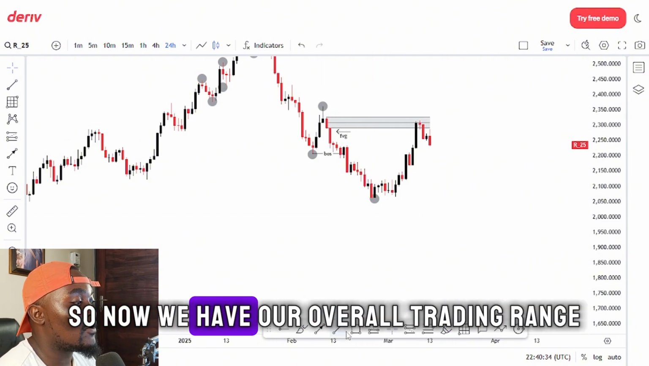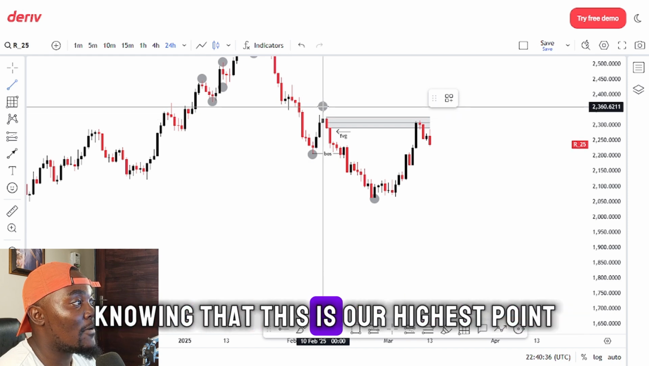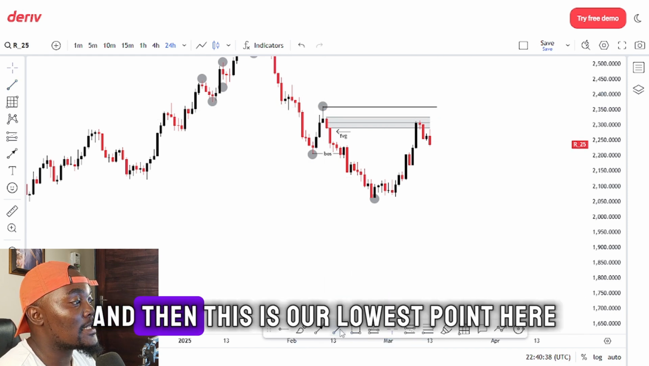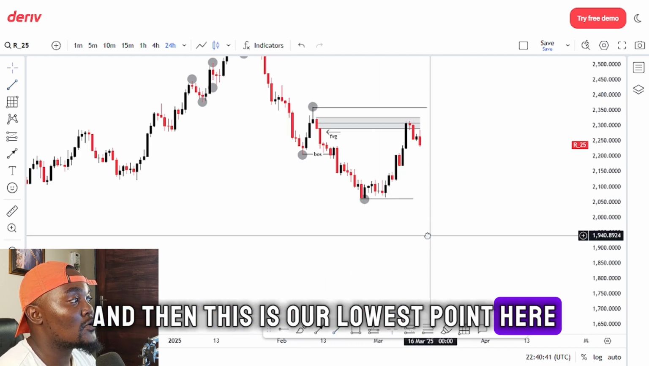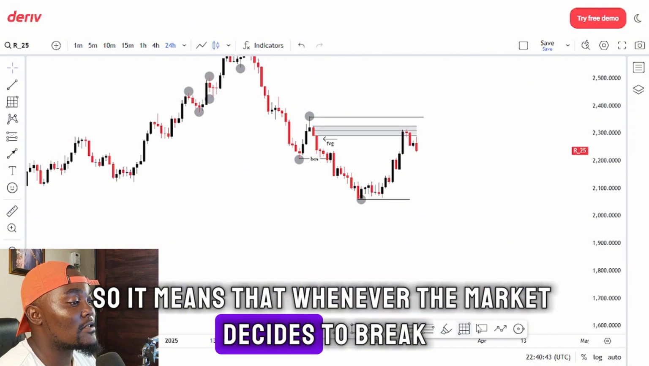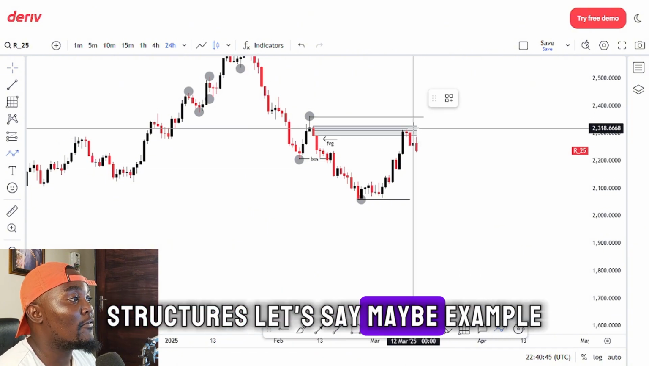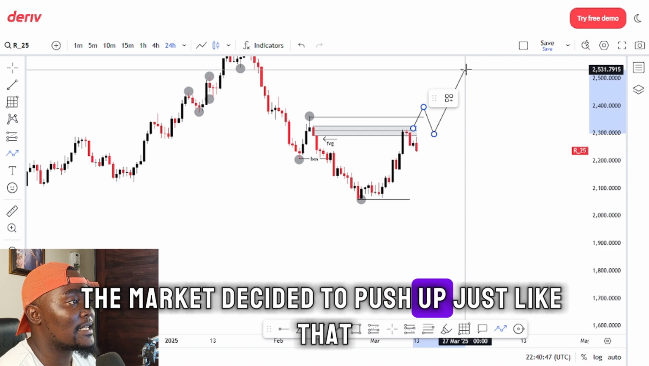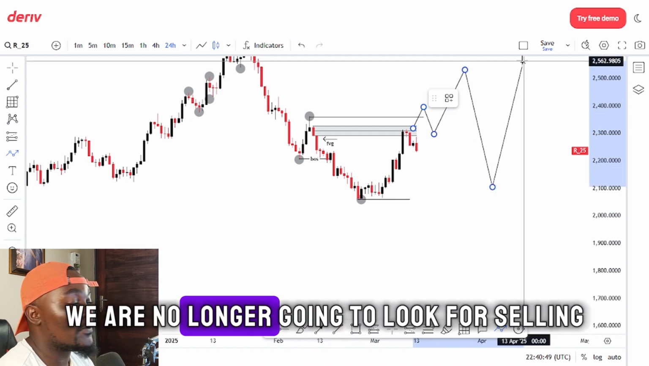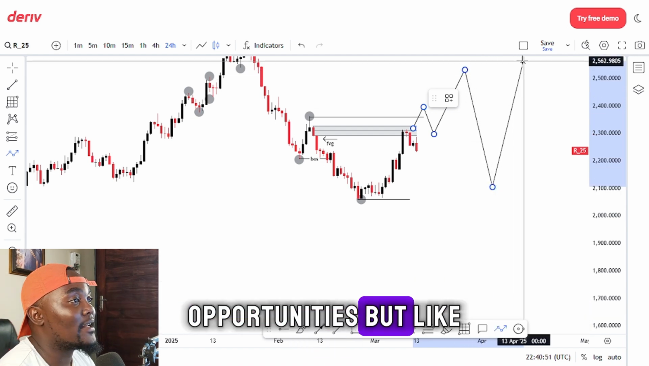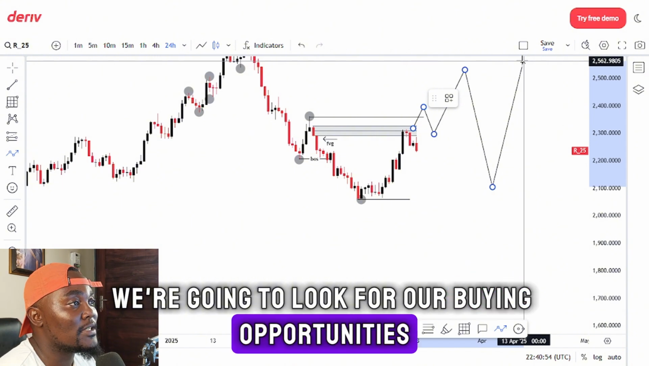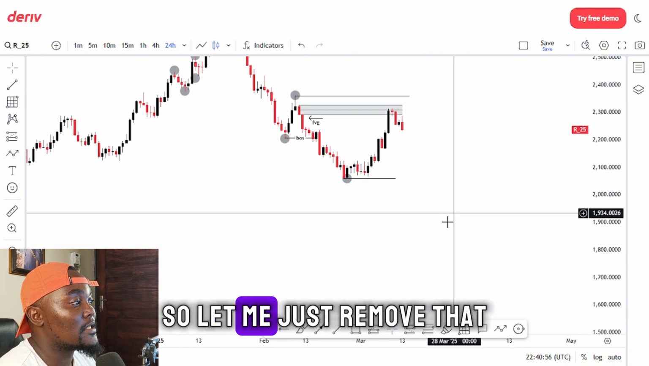So now we have our overall trading range, knowing that this is our highest point and then this is our lowest point here. So it means that whenever the market decides to break structures, let's say maybe for example the market decided to push up just like that, we know that we are no longer going to look for selling opportunities, but we're going to look for our buying opportunities in this case, guys. Now so let me just remove that.